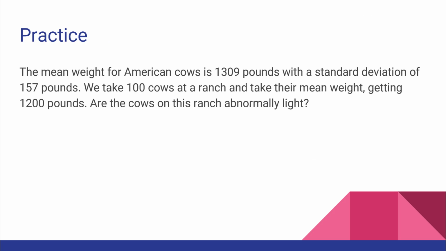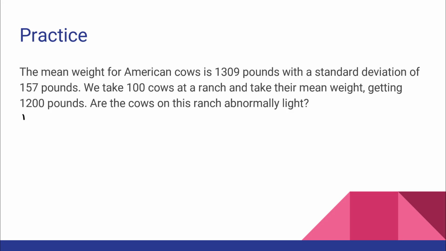So here's the question. The mean weight for American cows is 1,309 pounds with a standard deviation of 157 pounds. We take 100 cows at a ranch and take their mean weight, getting 1,200 pounds. Are the cows on this ranch abnormally light?